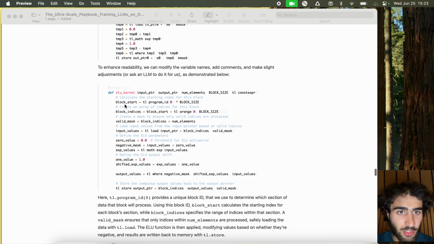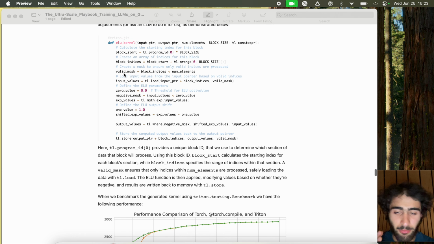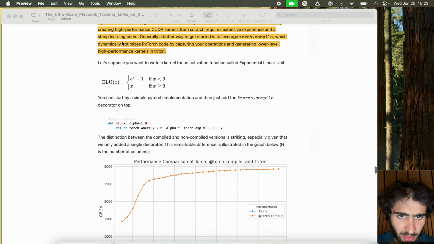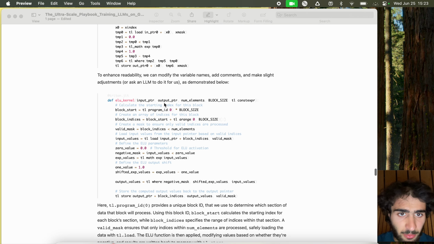But we can also make this more readable with a thorough amount of comments. So we have the exponential linear unit, ELU, function. And we have our input pointer, output pointer, number of elements, block size, etc. So the first thing we do is calculate the starting index for this block and then create an array of indices for this block. So we have our memory, but you don't actually need to do the memory allocation itself. I guess it's happening in an abstracted layer, since this is not as low level as CUDA.